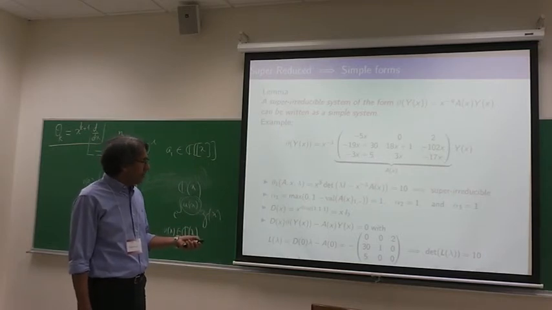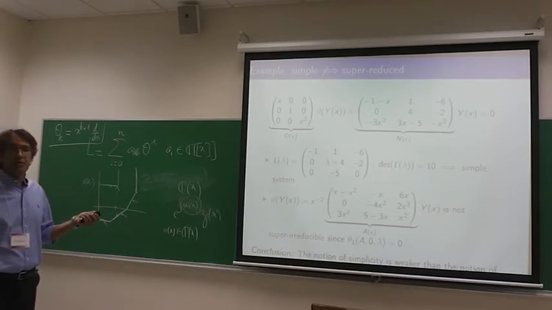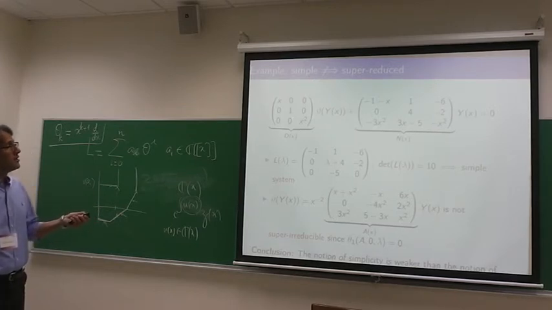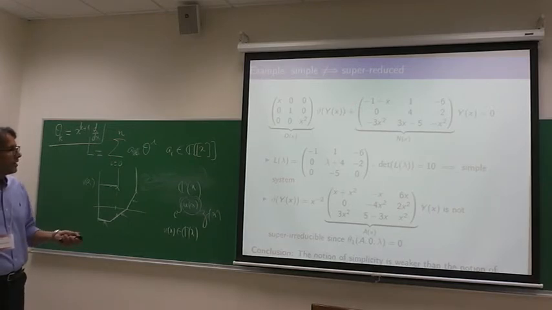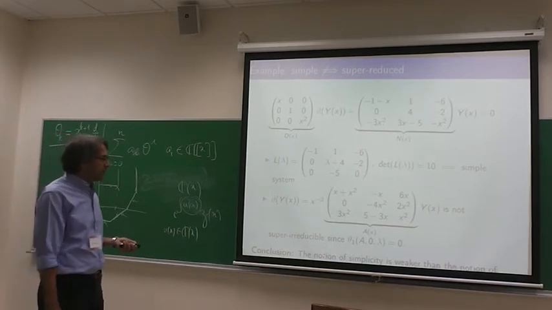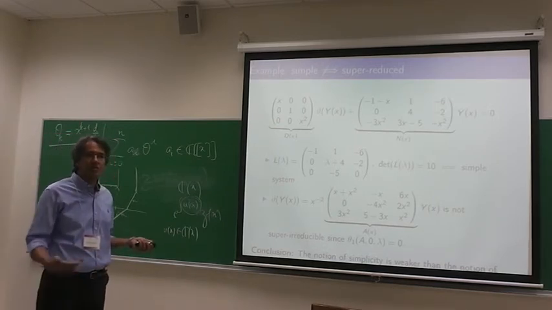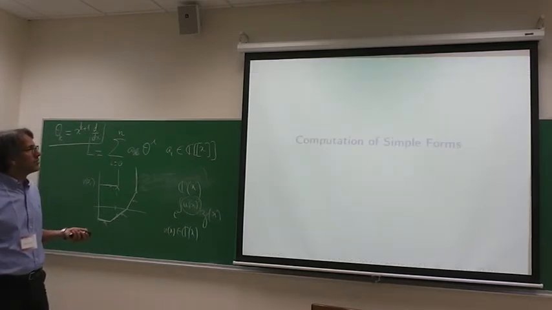But a system may be simple without being super reduced. This is the important thing. So here is another example. If you compute for the pencil, you get a non-zero determinant, so this system is simple. However, the corresponding system written in this form, if you compute theta 1, it's 0. So this is why I said the notion of simplicity is weaker than the notion of super reducibility. Okay. So how now to compute this simple form?